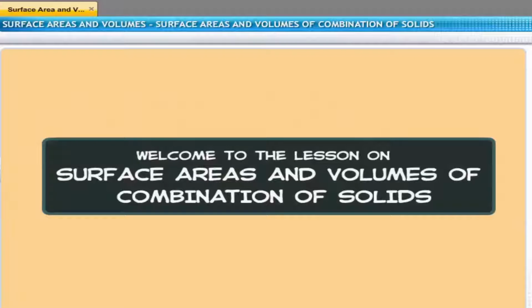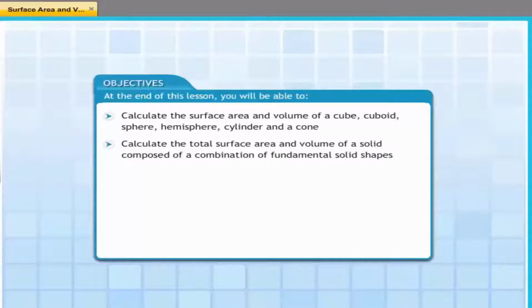Welcome to the lesson on surface areas and volumes of combinations of solids. At the end of this lesson, you will be able to calculate the surface area and volume of a cube, cuboid, sphere, hemisphere, cylinder and a cone. Additionally, you will be able to calculate the total surface area and volume of a solid composed of a combination of fundamental solid shapes.